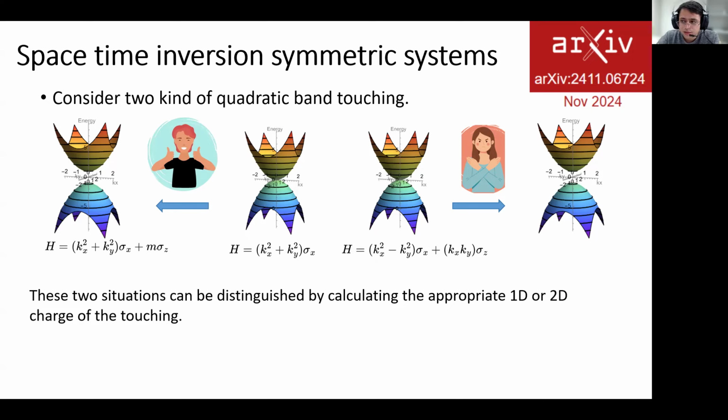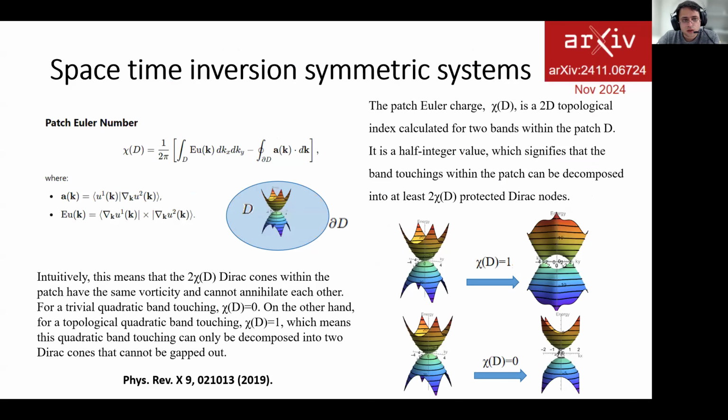As a simple consideration, there are two approaches. One is 1D charges, and the other is 2D charges. Let me first talk about the 2D topological charge for a PT symmetric system. Consider a two-band model, two bands of the whole system, which are well separated from other bands in the energy spectrum.